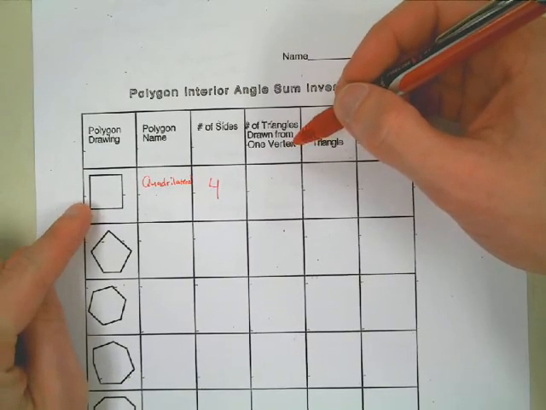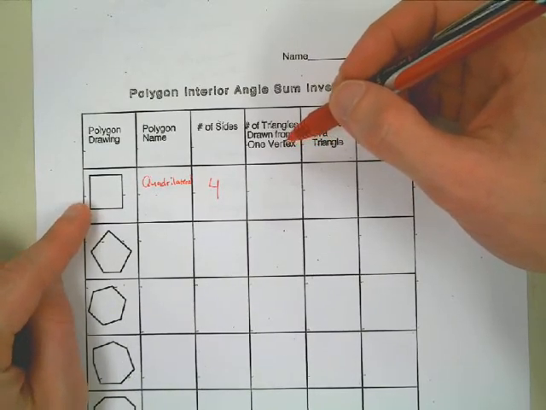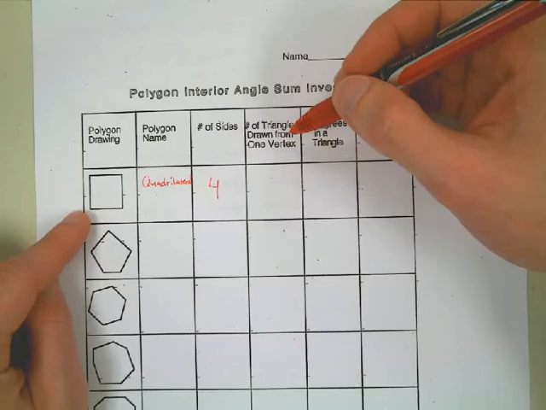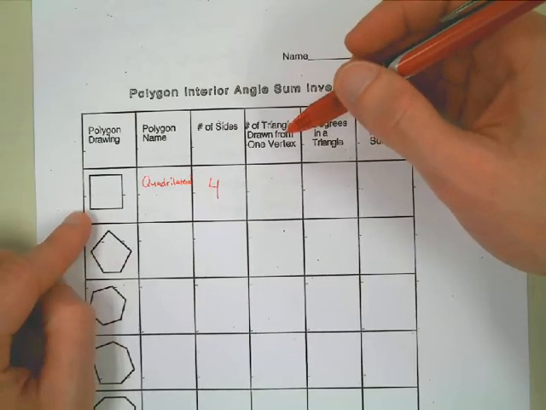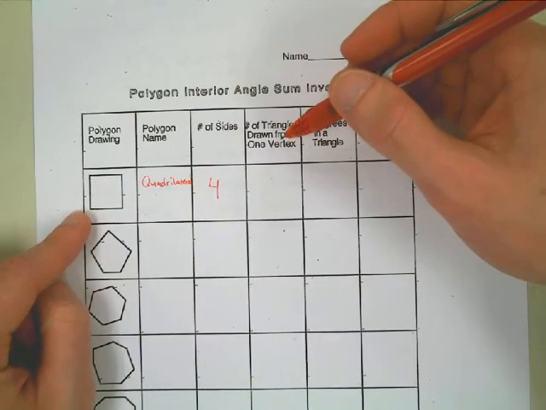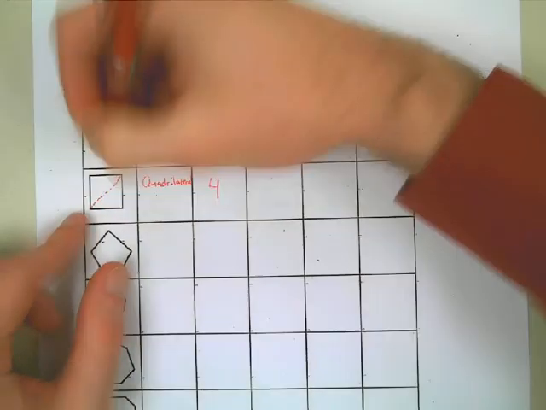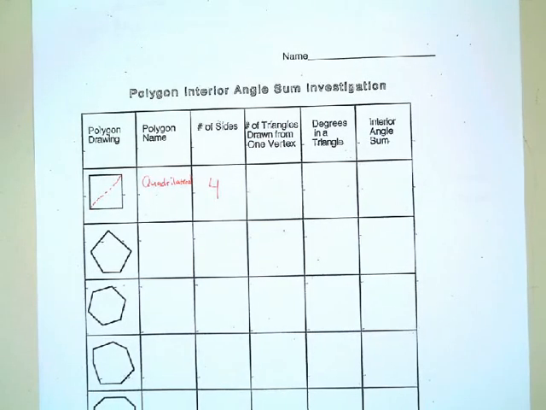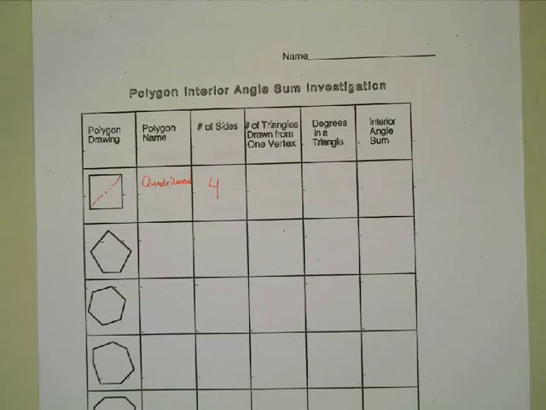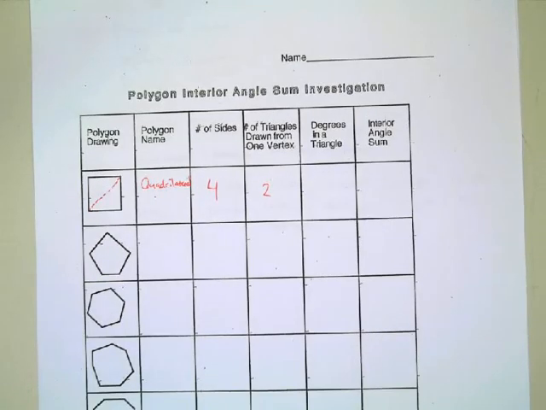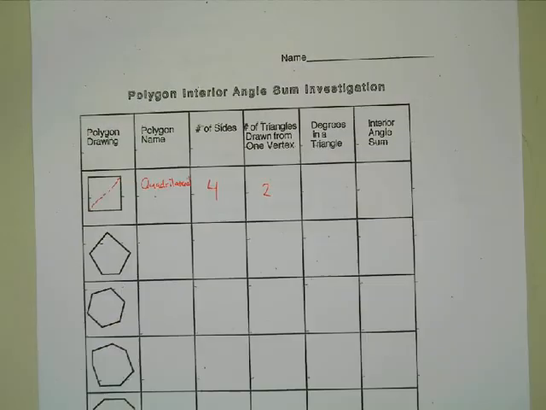And I'm going to draw as many diagonals as I can from that vertex. Well, how many diagonals can I draw from this one vertex? Just 1, right? And it's going to go across like so. Okay? By drawing that, how many triangles have I drawn? 2 triangles. So that's the idea there. I've drawn 2 possible triangles from that one vertex. Okay? And how many degrees are there in a triangle? We know that. It's 180, right?